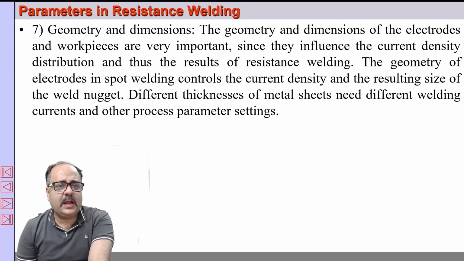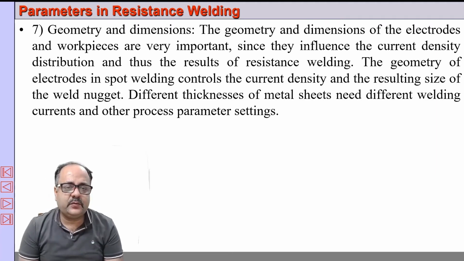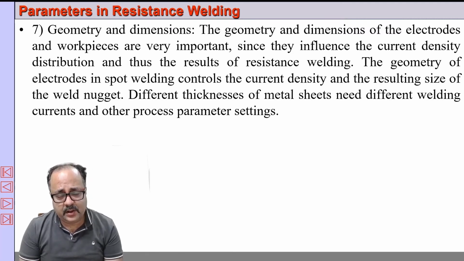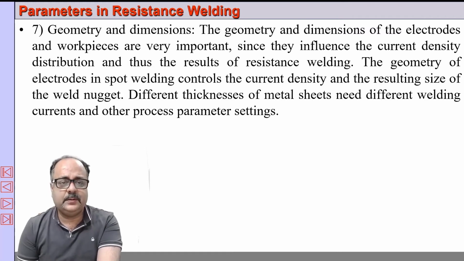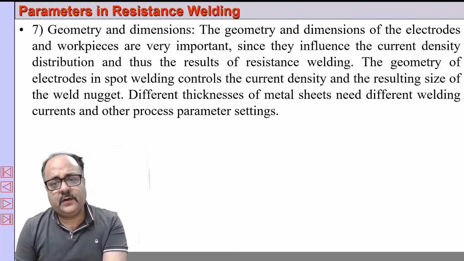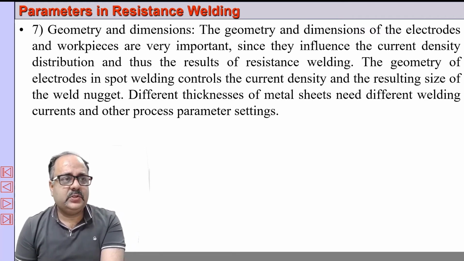Geometry is very important. Ideally, you want the electrode face to be as small as possible, but it should have sufficient mechanical strength, in order to localize the current to give a better weld. However, you are restricted by the amount of pressure, the mechanical property of the copper alloy you are using, and the thickness of the metal sheets. So these are the parameters which affect the resistance welding process.